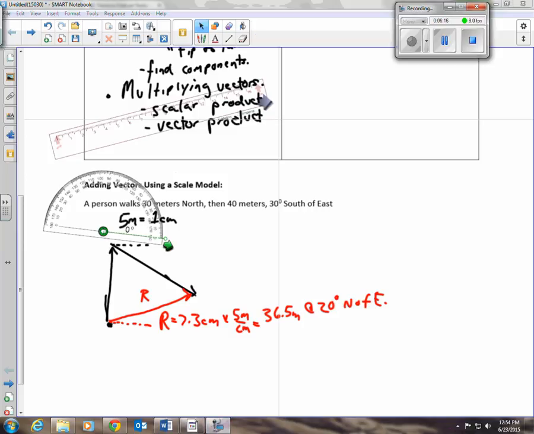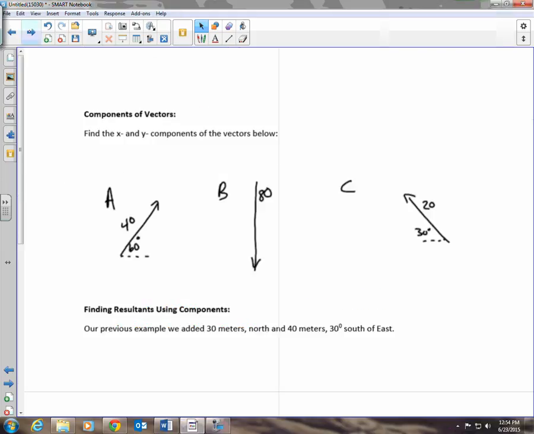Okay, we also found components of vectors. So again, this is a review. I want to find the x and y components for the vector. So the first thing you do is draw in the x and y components of the vector. The components themselves are vectors, so they have to be arrows. So A is going up to the right, so AX is going to go to the right, the AY is going up.